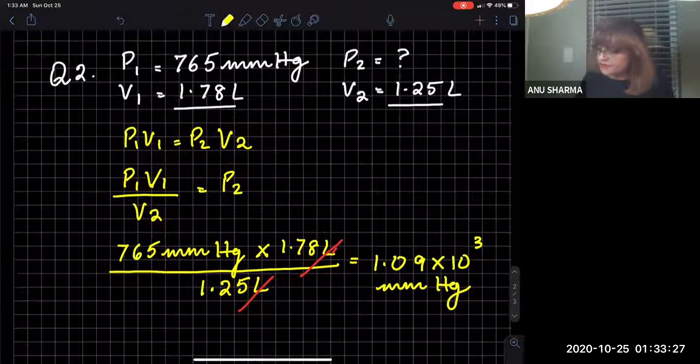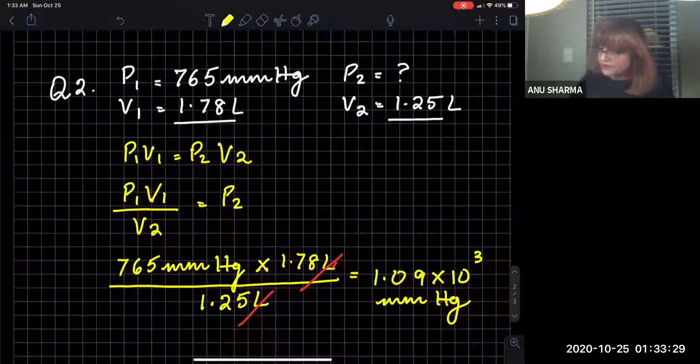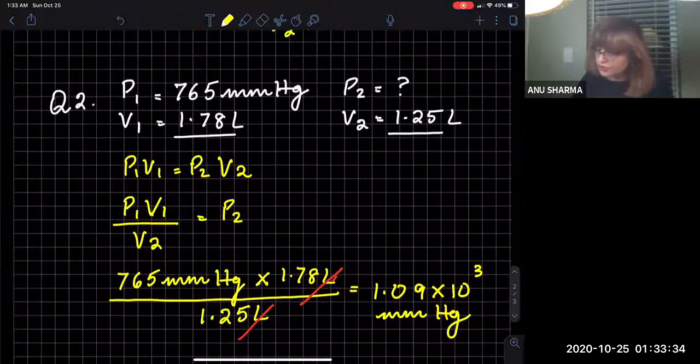Now, if the question asks you to convert liters to milliliters, or millimeters of mercury to atmospheres, similarly, you will have to do those conversions.